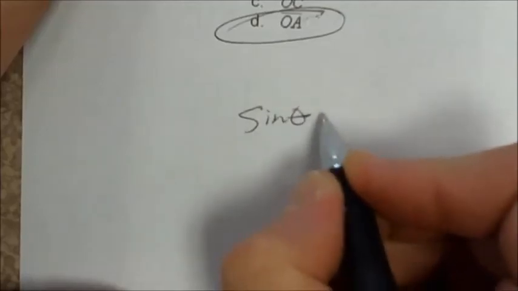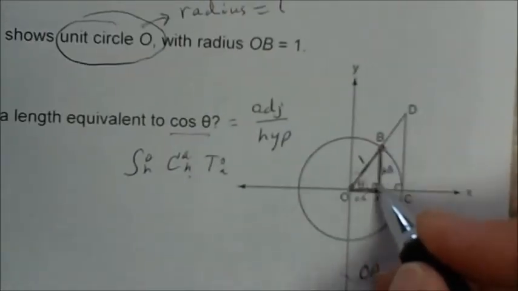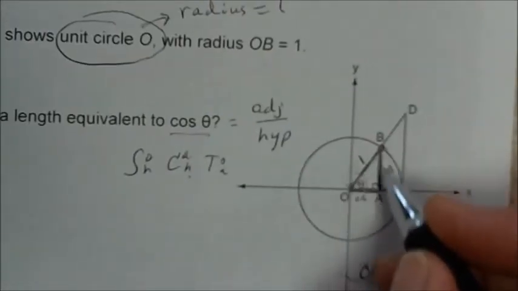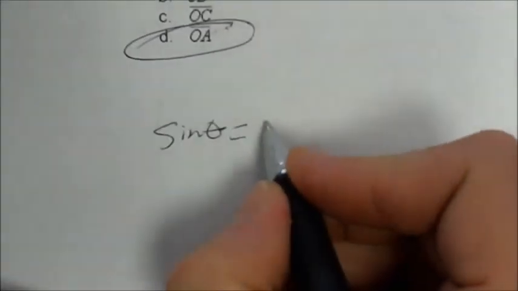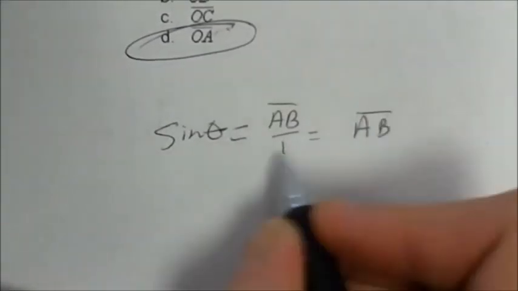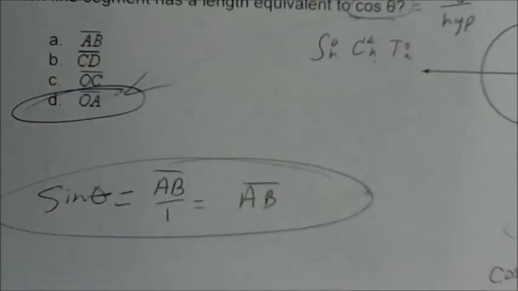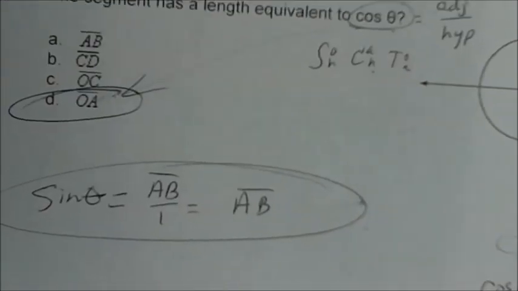If they wanted the sine of theta, that's equal to the opposite over the hypotenuse. So that would be AB over 1, which is AB. That's if they wanted the sine, but they don't. They want the cosine. The cosine is OA. The sine is AB. And that's the end of this video.